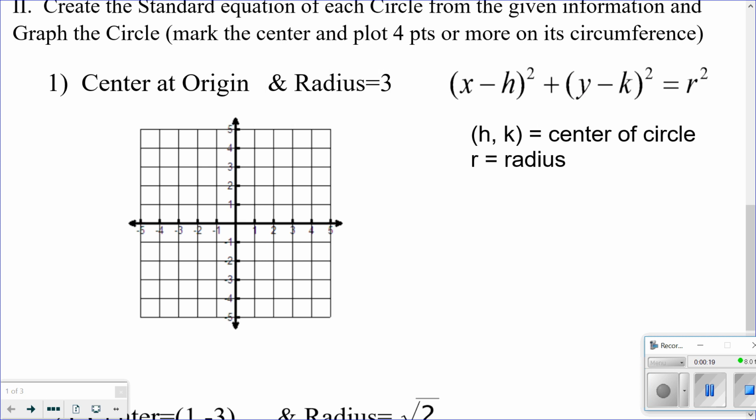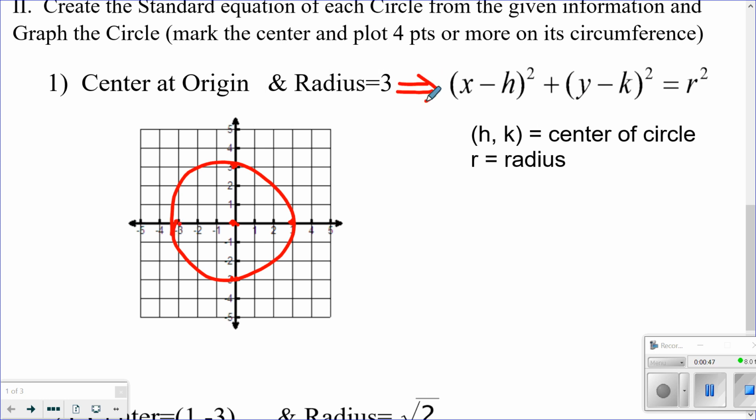Let's start off with the graph here. So it's centered at the origin. So we have our origin right there, and then our radius is 3. So we just need to go 3 in every direction. And then connect your dots. So that looks lovely. Okay, there's our circle. There's our graph.